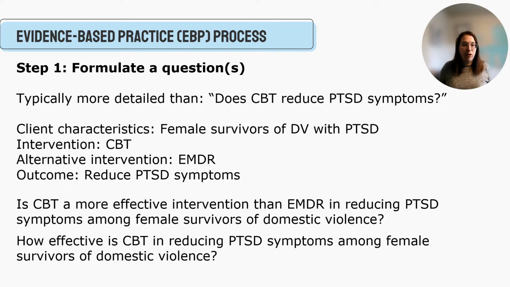Or the other thing that you could say is, how effective is CBT in reducing PTSD symptoms among female survivors of domestic violence? In that case, the alternative intervention is nothing. Maybe you're just saying, hey, does CBT work compared to no treatment? So sometimes the alternative intervention is just the lack of an intervention as well. You may not be comparing two modalities. You may be saying, is it more effective for them to participate in treatment than not at all?